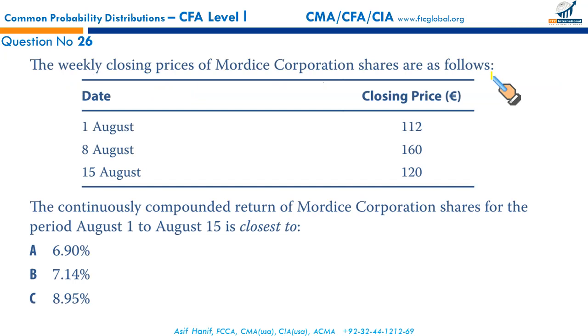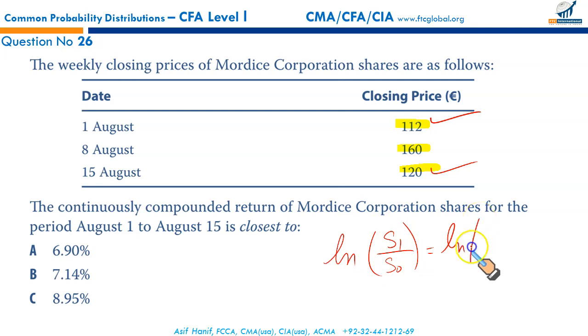Alright, next question. The weekly closing prices of Modis Corporation shares are as follows. On 1st of August, on 8th of August, and on 15th of August. The continuously compounded return of Modis Corporation shares for the period from August 1st to August 15 is closest to, I'm sure you know the formula, natural log of S1 over S0, and that's simply ln 120 upon 112. So a fairly straightforward thing to do.